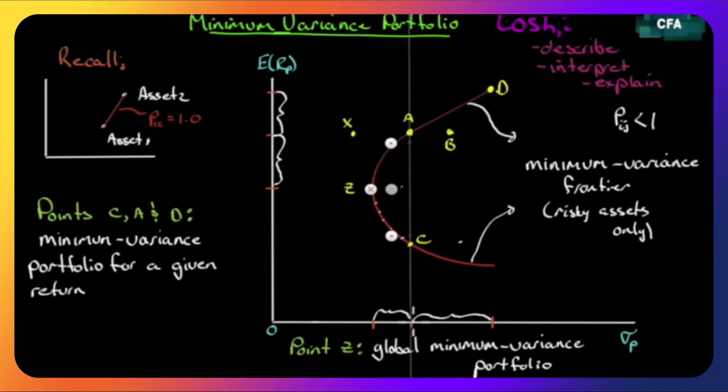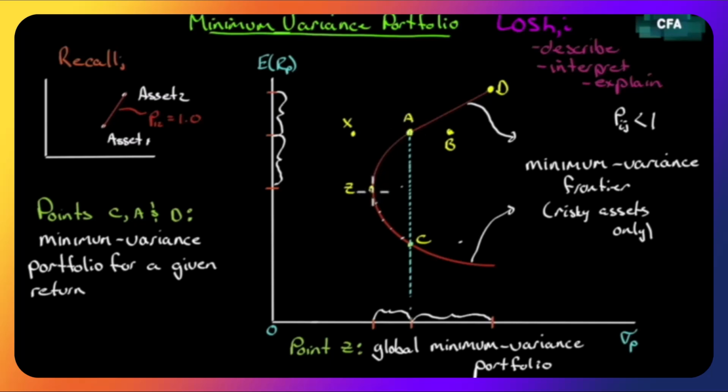And notice that we have this level of risk, and we can get a certain level of return for C. However, notice that we can keep the same risk and achieve a higher return at A. So you would never choose point C, because for the same risk, you could construct portfolio A. It has the same risk, so you would do that.